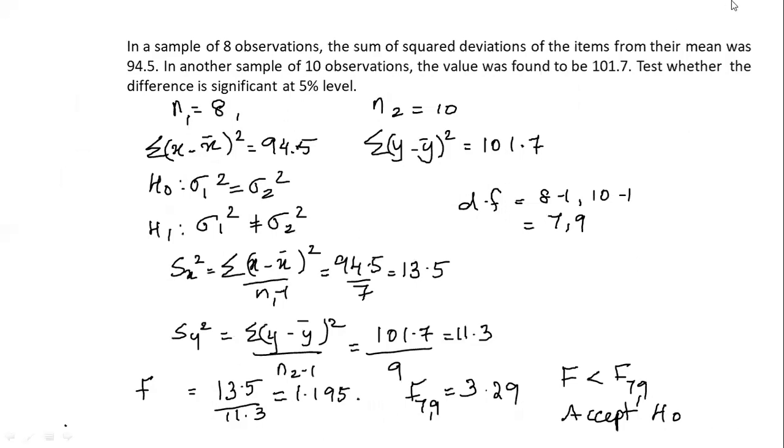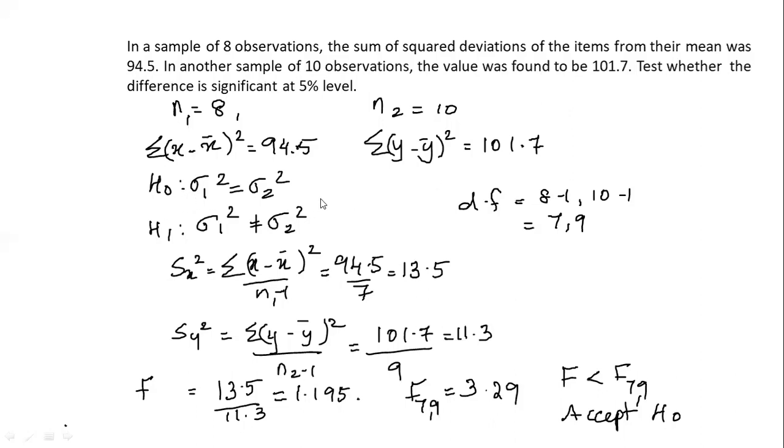Okay. Coming to the last example: in a sample of 8 observations, the sum of squared deviations of the items from their mean was 94.5. In another sample of 10 observations, the value is found to be 101.7. Test whether the difference is significant at the 5% level. You have n1 equal to 8, n2 equal to 10, and you are given the sum of squared deviations, that is, the sum of (x minus x bar) squared is 94.5 and the sum of (y minus y bar) squared is 101.7.